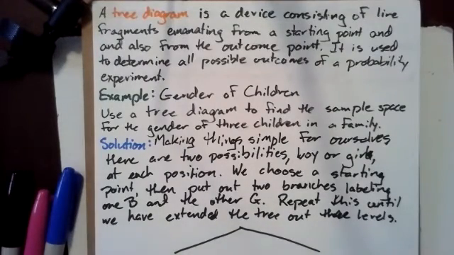A tree diagram is a device consisting of line fragments emanating from a starting point and also from the outcome point. It is used to determine all possible outcomes of a probability experiment.